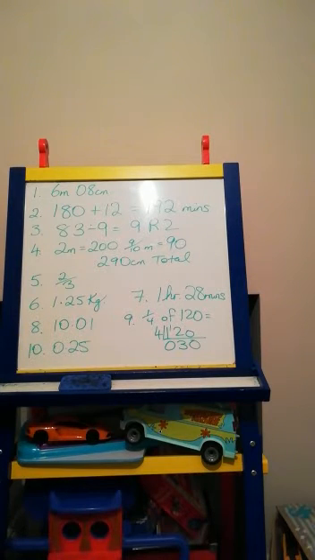Question 6, 1,250 grams. How would you write it in kilograms? So you would write it as a decimal. As you know, there's 1,000 grams in a kilogram, so the answer would be 1.25 kg, or if you want, you can say 1.250 kg, it's the same thing. 1.25 kg.